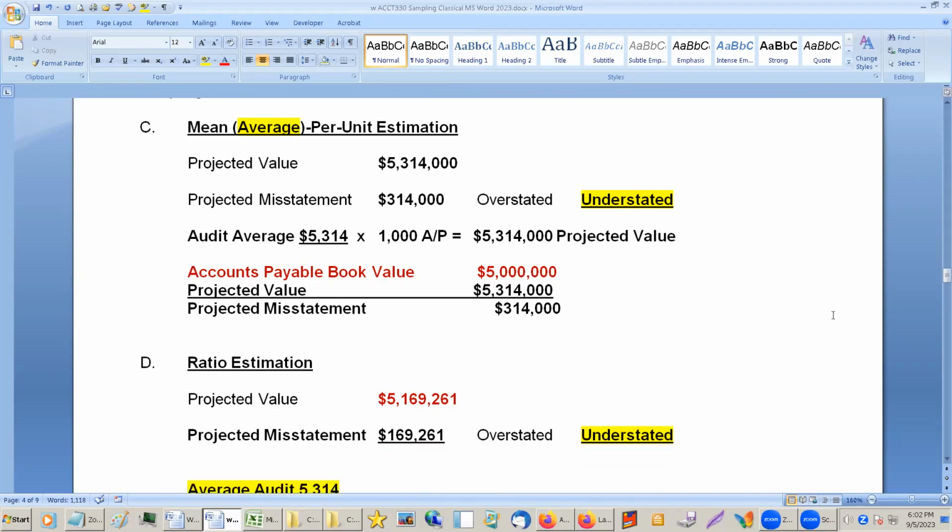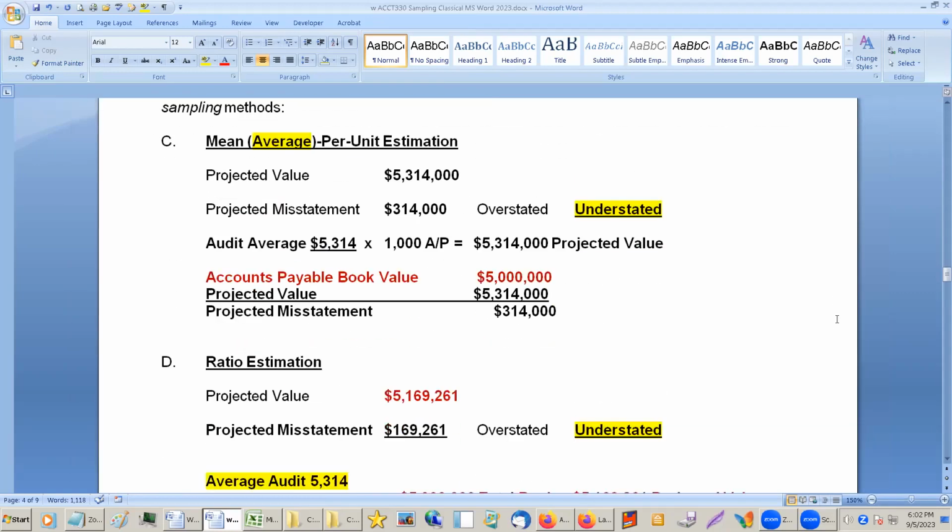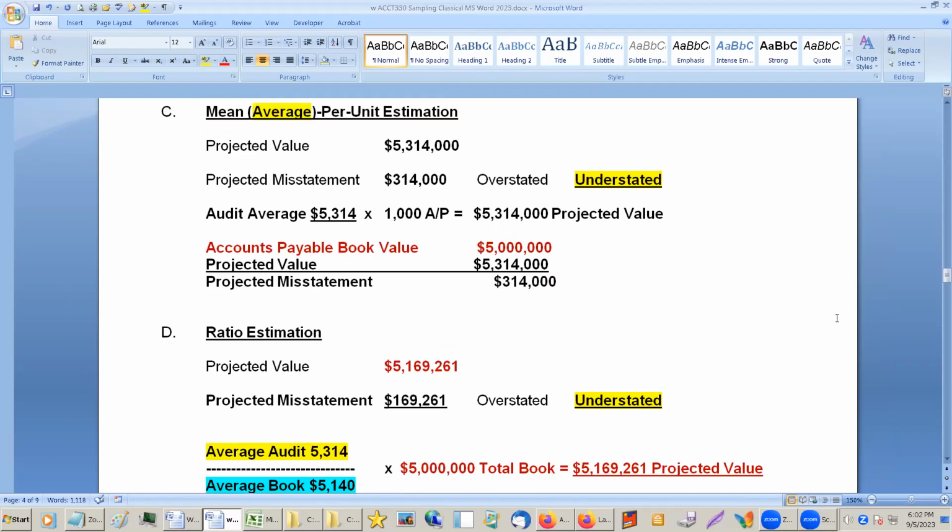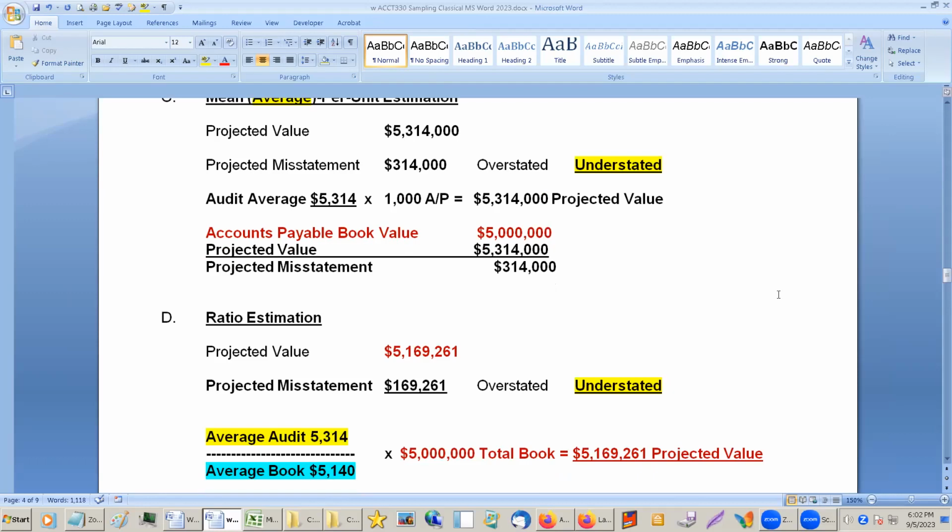We've got for lead per unit. Ratio estimation. If you came out something a little different than this, it could be because of rounding, either my rounding or your rounding, but it should be pretty close to this.